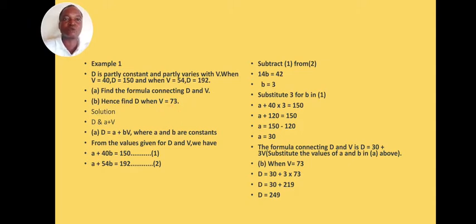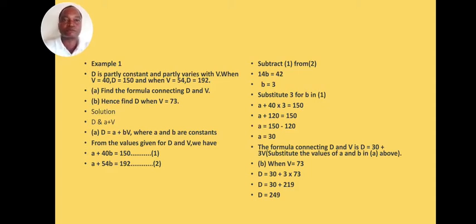Now, what do we do? For you to know that it's a partial variation question, you can see they say partly constant and partly varies. And in every partial variation question, you have 4 quantities that are displayed. Let's see them: 1, 2, 3, and 4. The first 2 form the first equation, and the second 2 form the second equation that you now solve simultaneously.